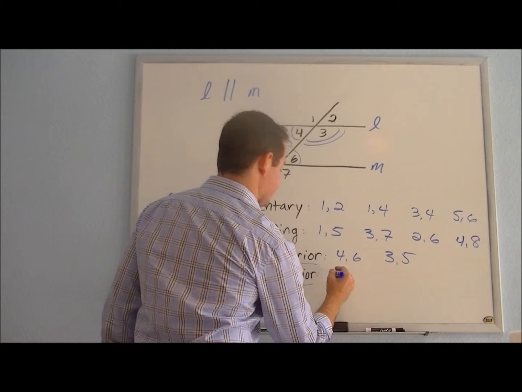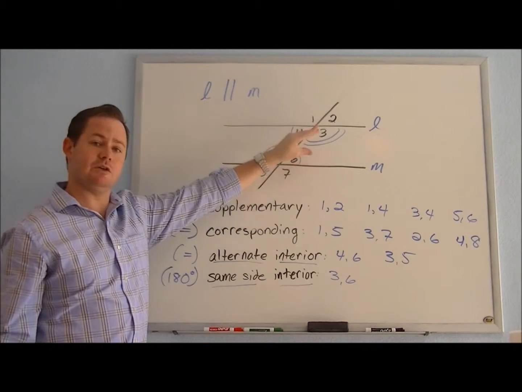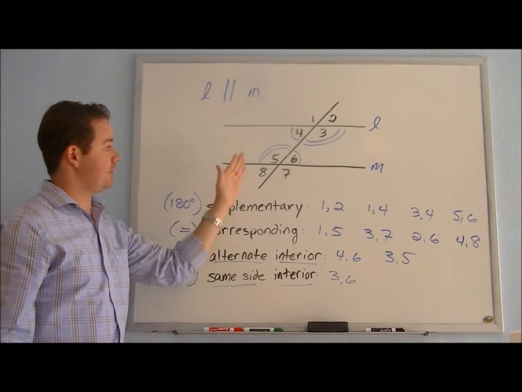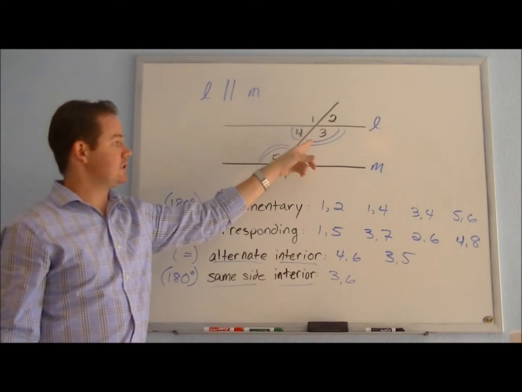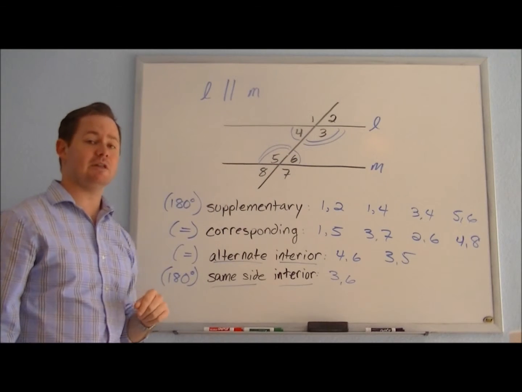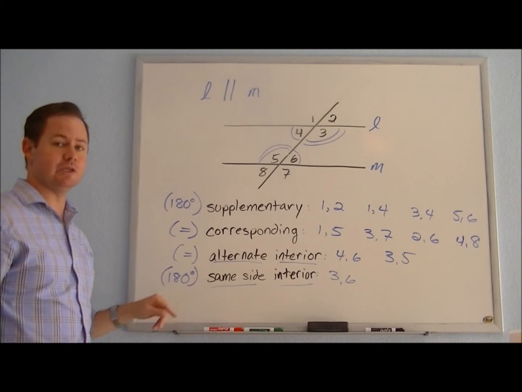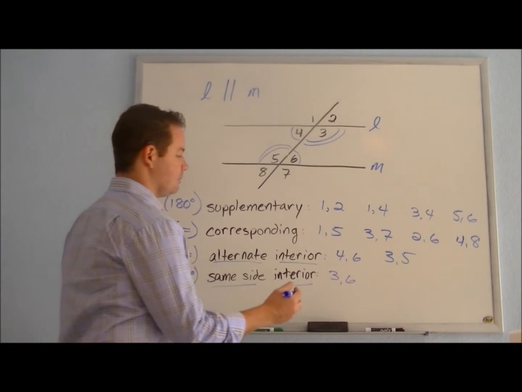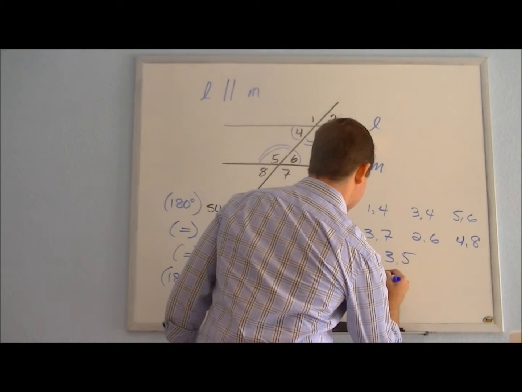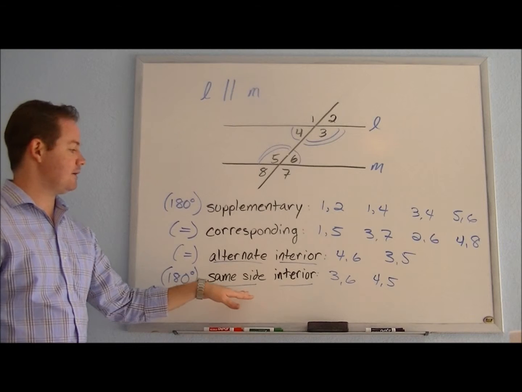So here, for example, angles 3 and 6 are on the interior of the parallel lines, yet on the same side. They're both to the right of that transversal. So these are same side interior angles, and together, same side interior angles must add up to 180 degrees. In other words, they are supplementary. So angles 3 and 6 are supplementary, angles 4 and 5 are supplementary, and are both examples of same side interior angles.